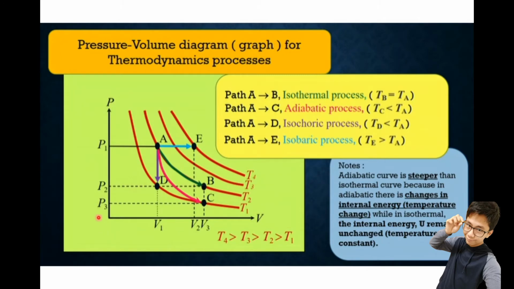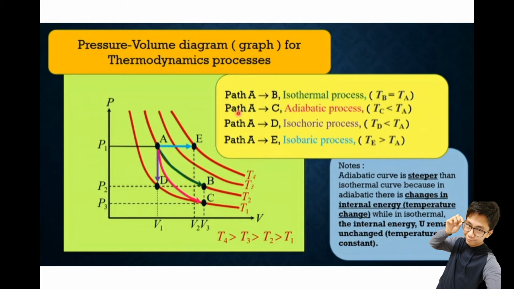Okay, here we have pressure volume diagram or graph for thermodynamic processes. Okay, from point A to B, this green line, it is an isothermal process. Why? Because the temperature line is the same. You can see that the temperature at point B is equal to the temperature at point A. So the constant here is temperature.